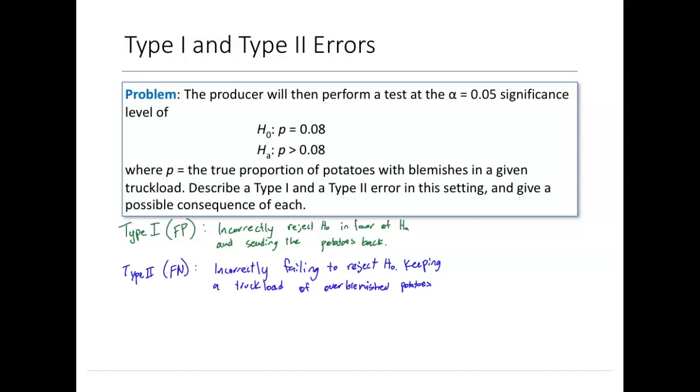What's worse in this context? I feel like we need more information. Yeah. What happens if the potatoes are blemished? This one's kind of hard to make a decision on, because if it's just aesthetics, then probably wasting a truckload is worse, right? Right. Type 1 is worse. But if someone gets sick, if blemished potatoes are bad for you, then you wouldn't want that. Then type 2 is worse, keeping bad potatoes.